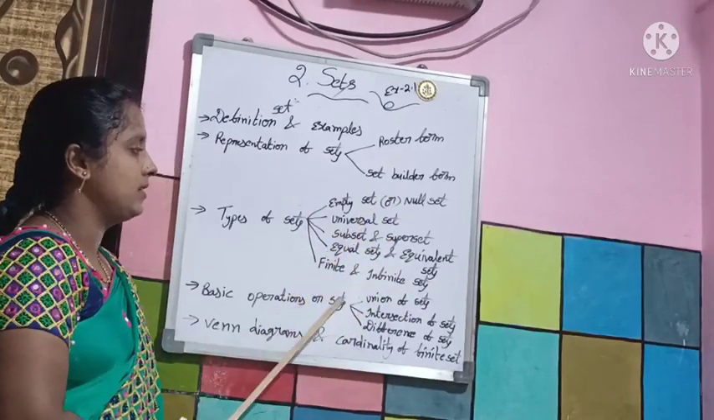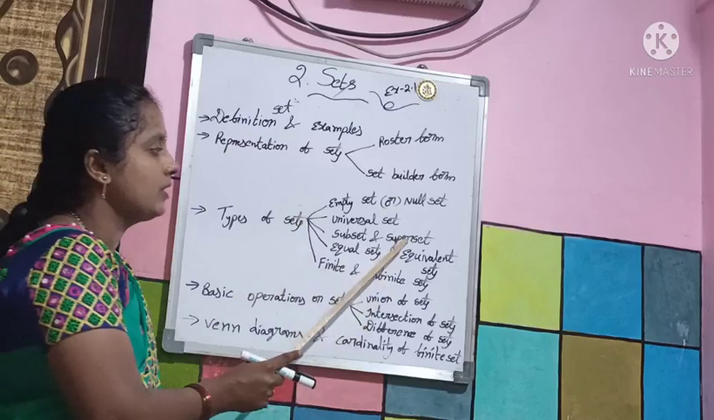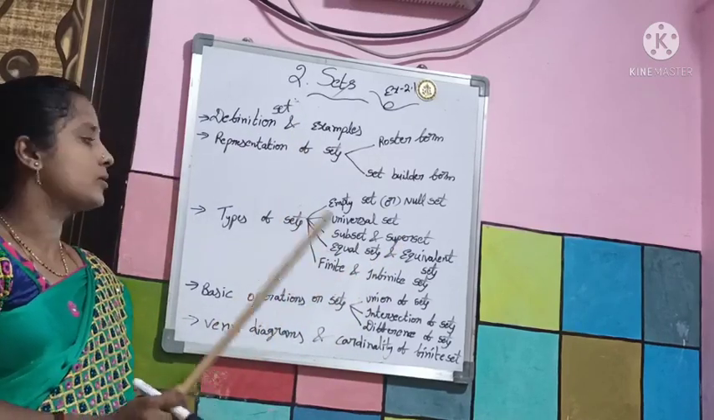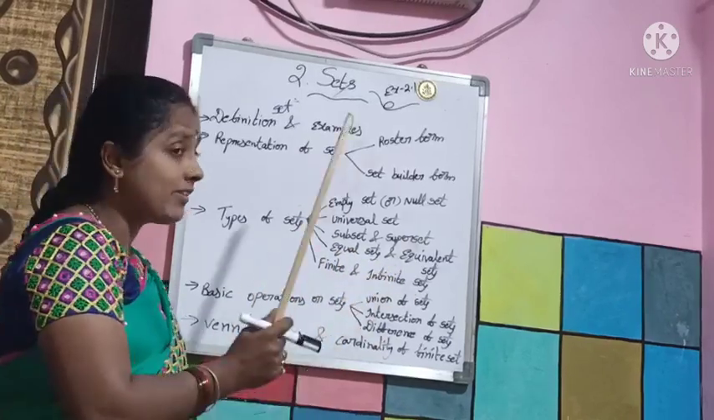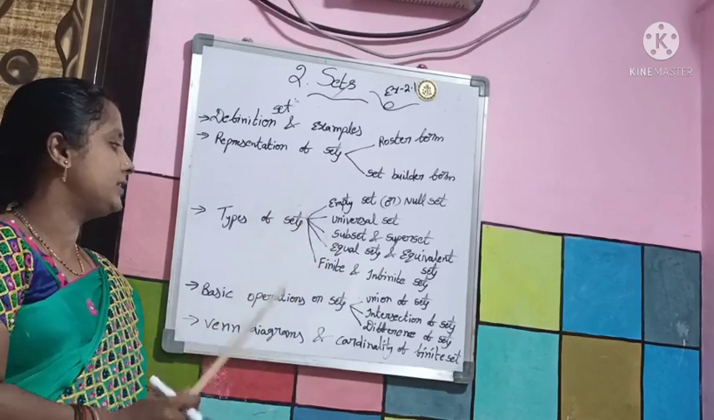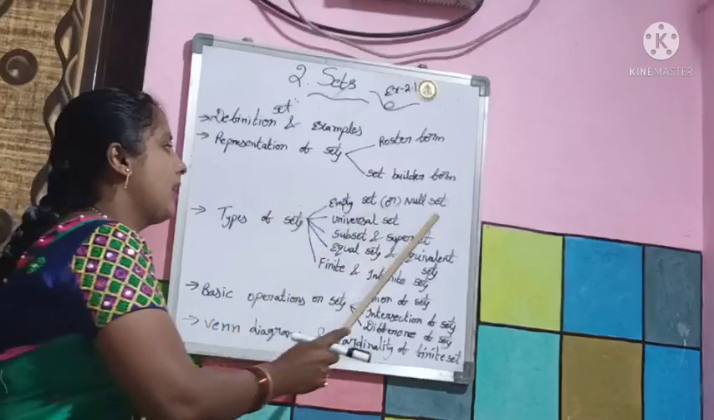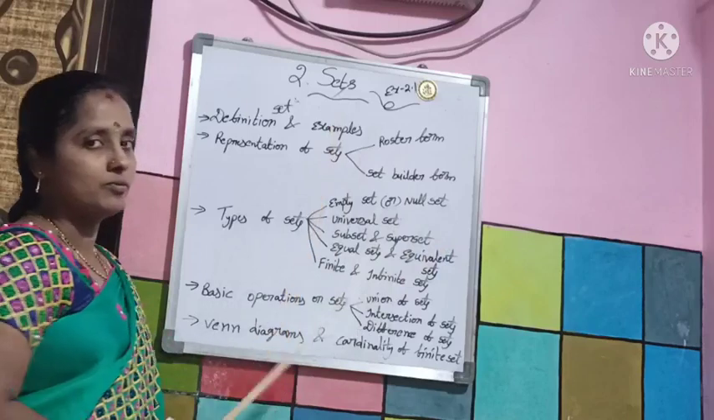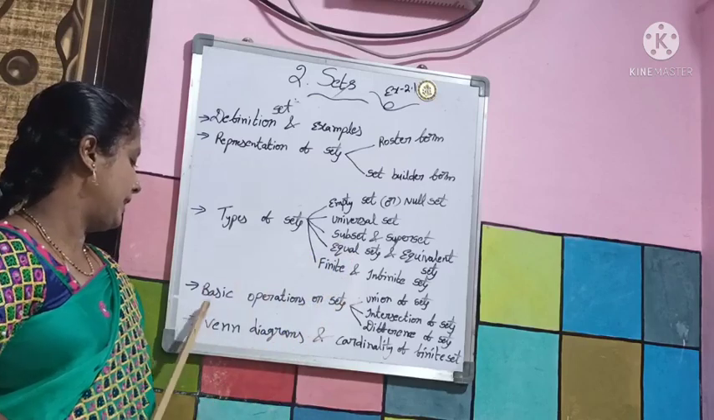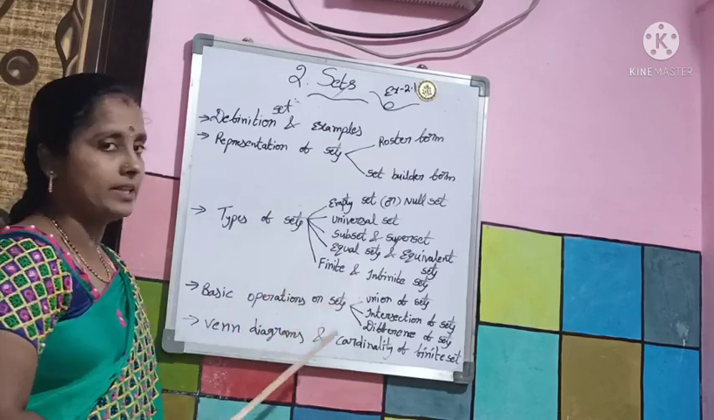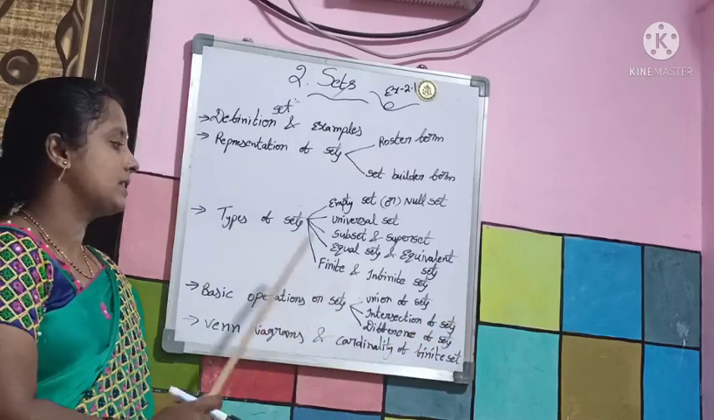Next, universal set. Next, subset and supersets. Next, equal sets and equivalent sets. Next, finite set and infinite set. These are the many types of sets, and we discuss them with examples. Next, basic operations on sets. These 3 are the basic operations of sets.